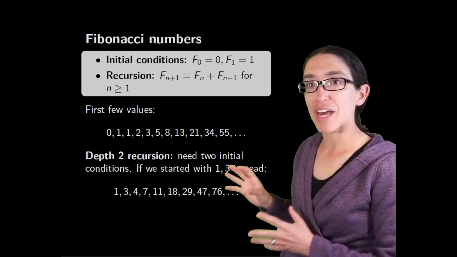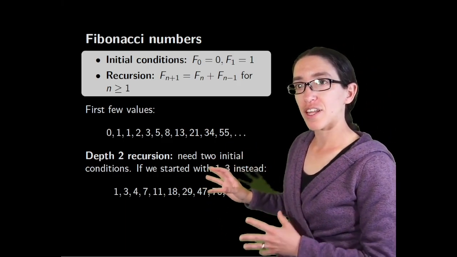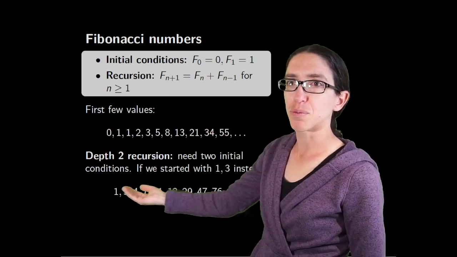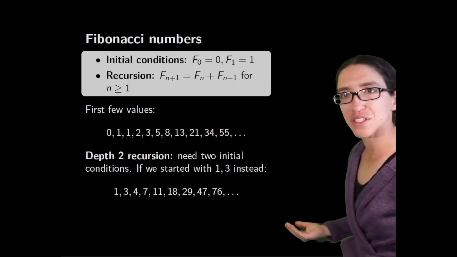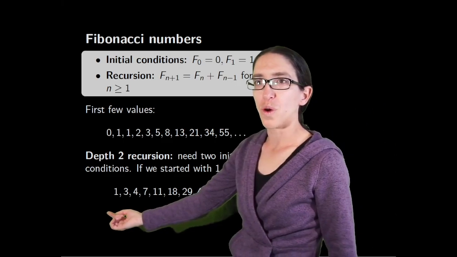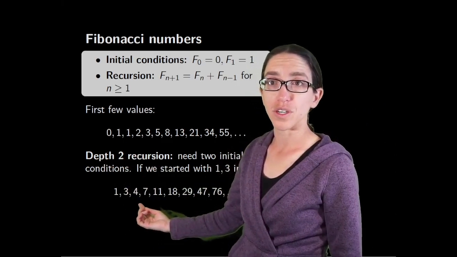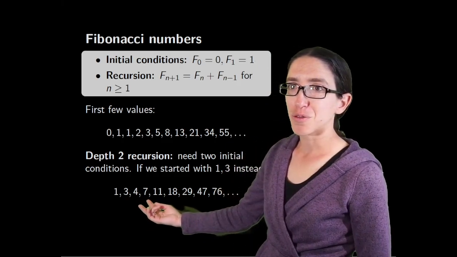The initial values matter very much in this case. Here's another example where we can use the same recursion, each number is the sum of the previous 2, and get an entirely different sequence of numbers. Say we start with 1 and 3 instead of 0 and 1. Well, now the sum of 1 and 3 is 4, and then 3 plus 4 is 7, and 4 plus 7 is 11.